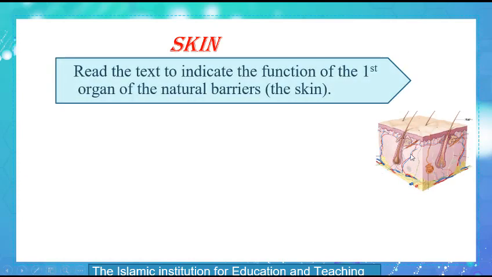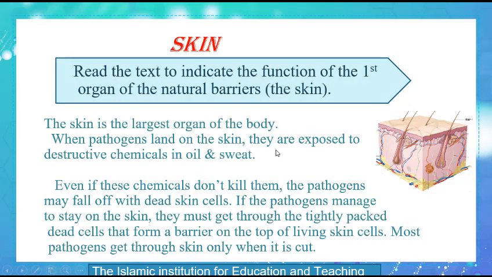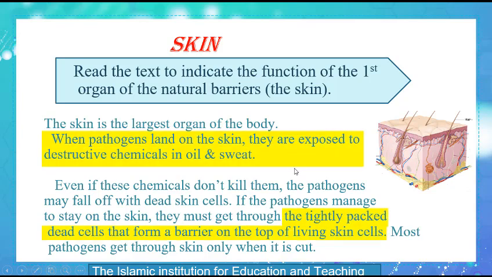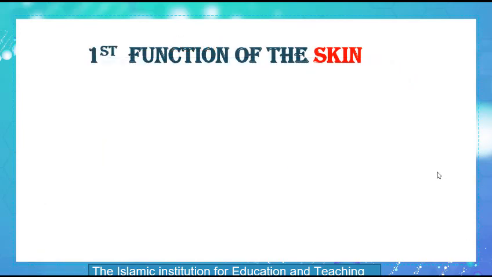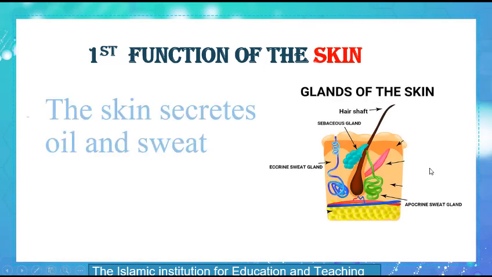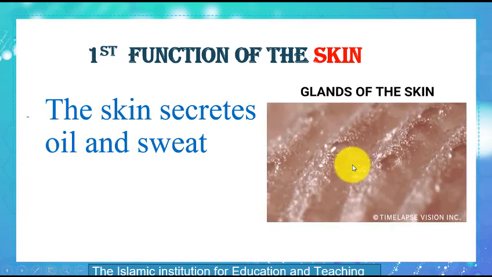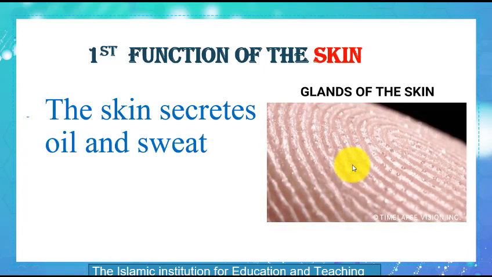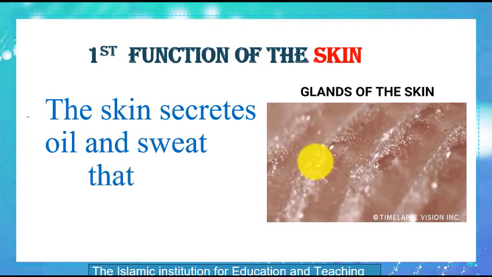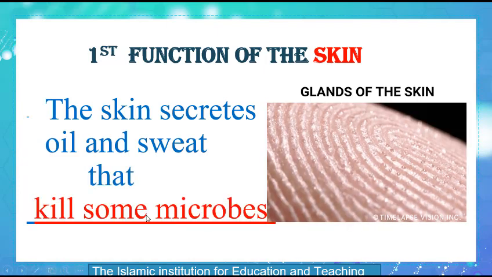So, let's start with the skin, which is considered an element of the first line of defense, the natural barriers. Please pause the video, read the text, and indicate the function of the skin. So, these 2 sentences lead us to the function of the skin. What's the first function of the skin? The skin has many glands that secrete oil and sweat, as shown here. But what's the role of this oil and sweat? Their role is to kill some microbes.